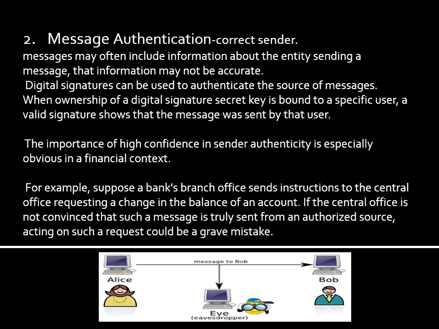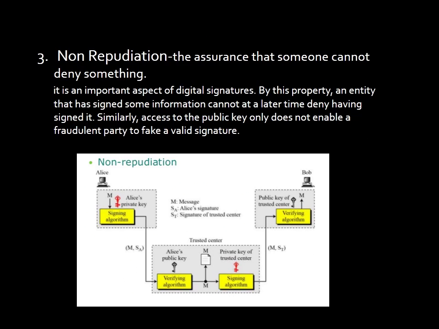For example, suppose a bank branch officer sends an instruction to the central office requesting a change in the balance of an account, maybe some withdrawal or some transfer. The central official is not convinced that such a message is truly sent from an authorized source. Acting on such a request without being sure could be a big mistake, right? So for that we need message authentication, which is fulfilled when we use digital signatures.